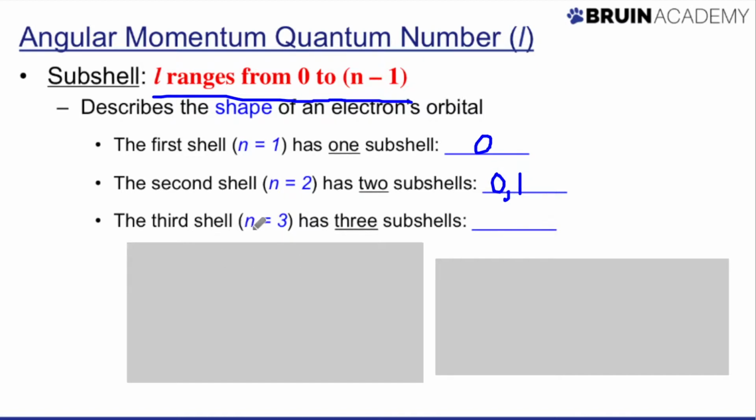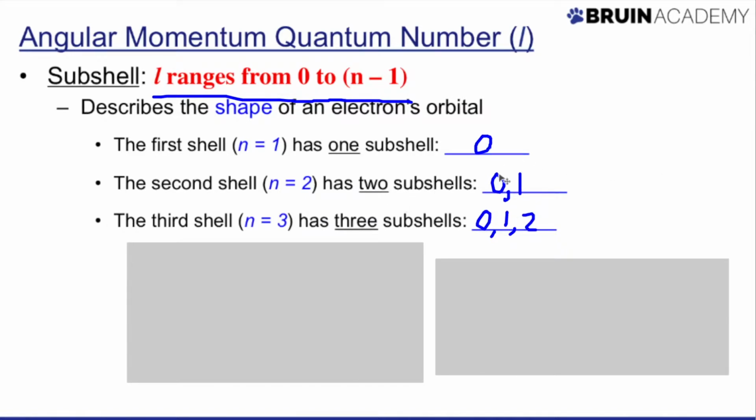The third shell, n equals 3, has three subshells. Well, if n equals 3, L ranges from 0 to 3 minus 1, which is 2. So it ranges from 0 to 2, so it can either be 0, it could be 1, or it could be 2. Three numbers, three subshells.